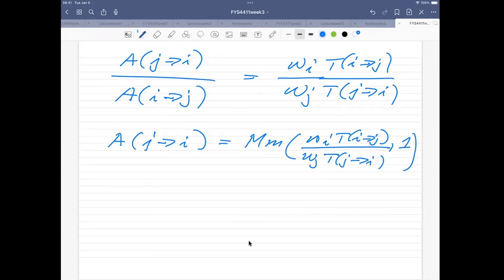Before we do that, I wanted to say a little bit more about the mathematics of importance sampling. So this is now the modified Metropolis algorithm, and it's normally called the Metropolis-Hastings algorithm.